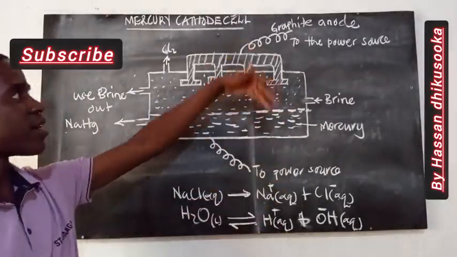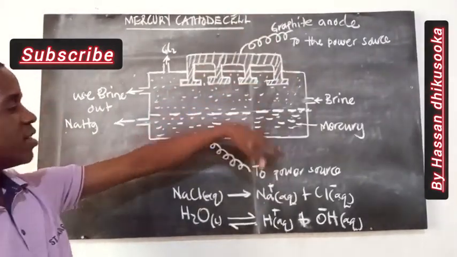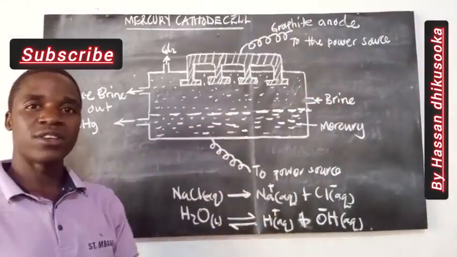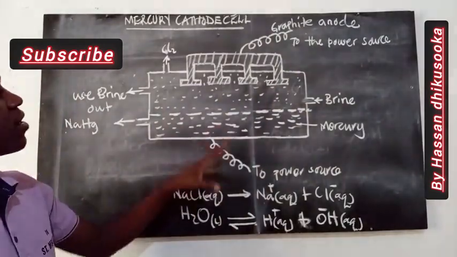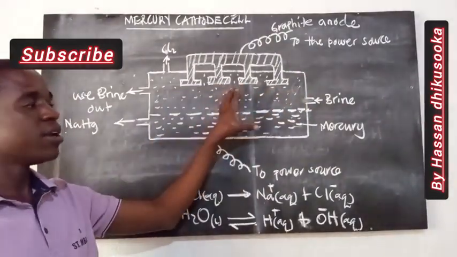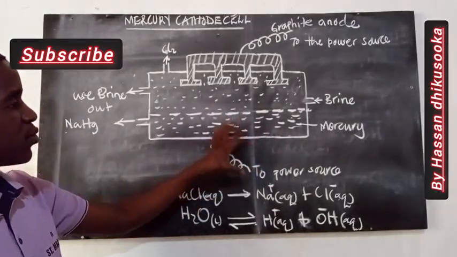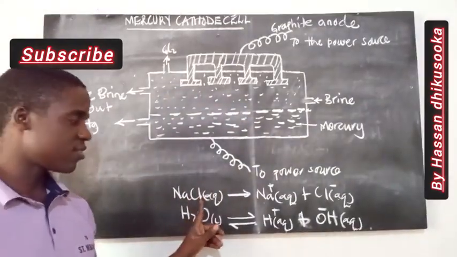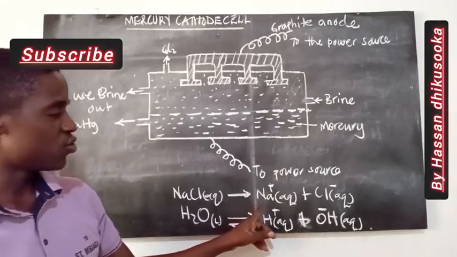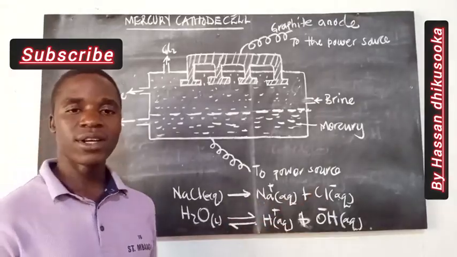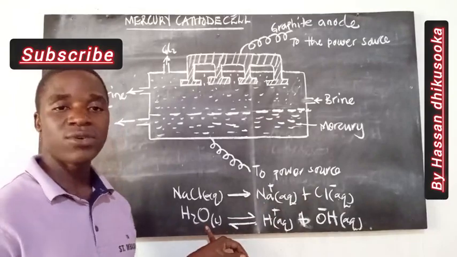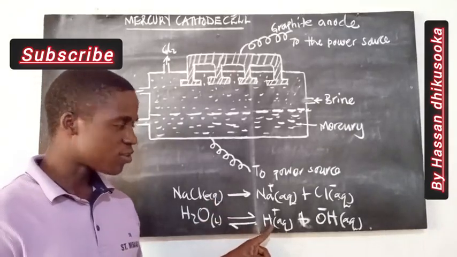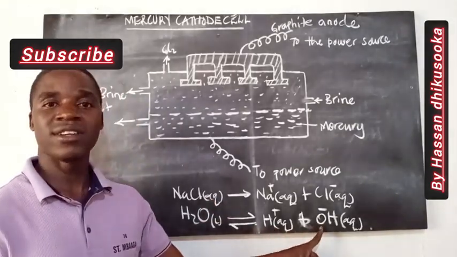It has the graphite as the anode, it has the cathode, but all of them are connected to the power source because electrolysis needs electricity, and at the end of it all we introduce brine, whereby mercury is being used at the cathode. So the electrolysis takes place. We have said that sodium chloride dissociates in solution to produce sodium ions and chloride what? Ions. Meanwhile, water is also a weak electrolyte, and it will produce hydrogen ions and hydroxide ions.